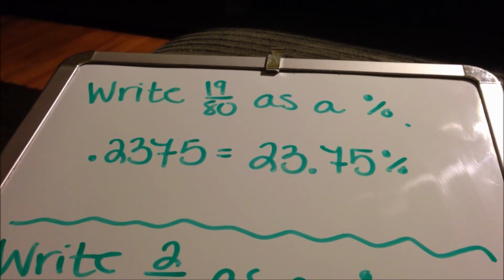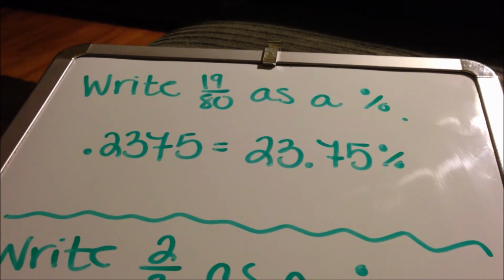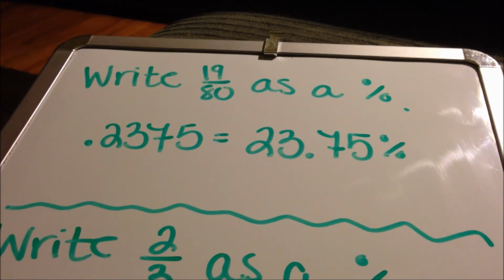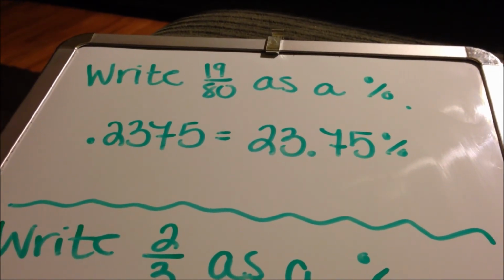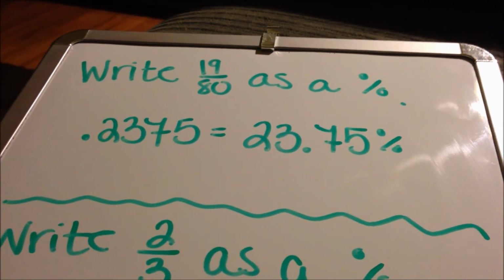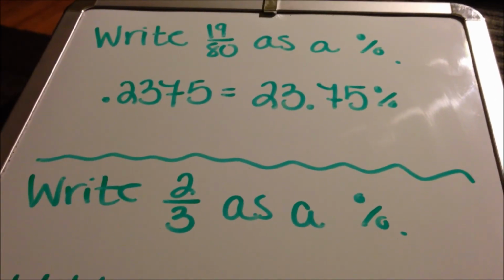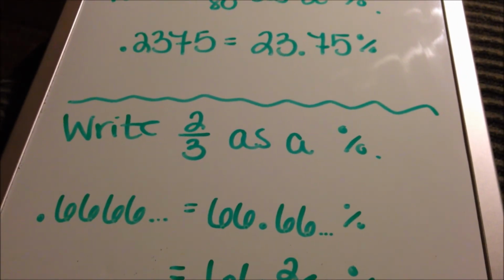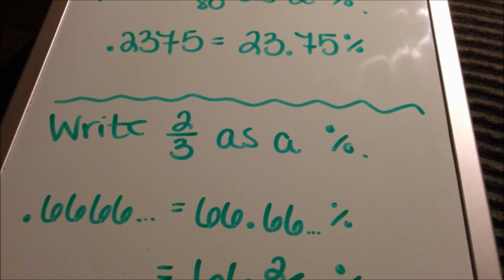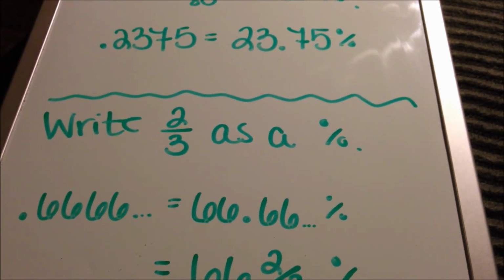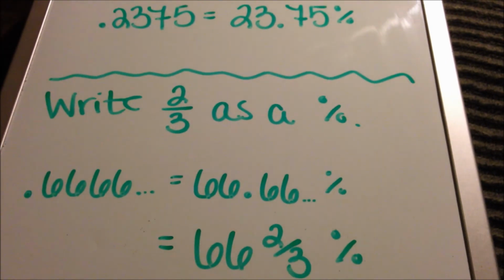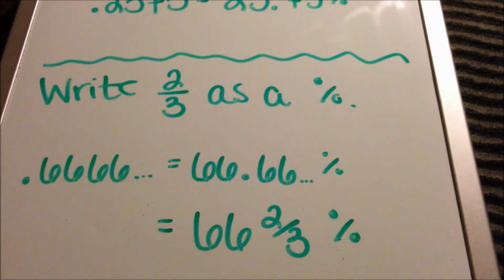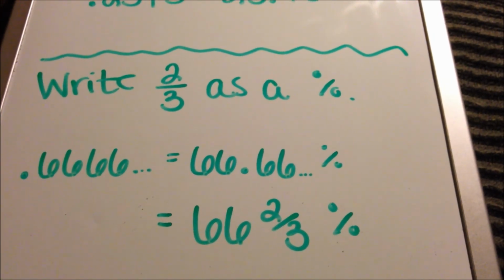Last two examples. Write 19/80ths as a percent. Start by typing 19 divided by 80 into your calculator. You get 0.2375, and then move the decimal point 2 places to the right. Our final answer is 23.75%. Finally, write 2/3 as a percent. This is a special case. When you type 2 divided by 3 in your calculator, you'll get 0.6 repeating. If you move the decimal point 2 places to the right, you get 66.6 repeating. Now, because we know that 0.6 repeating itself is 2/3, we can write our final answer as 66 2/3%.